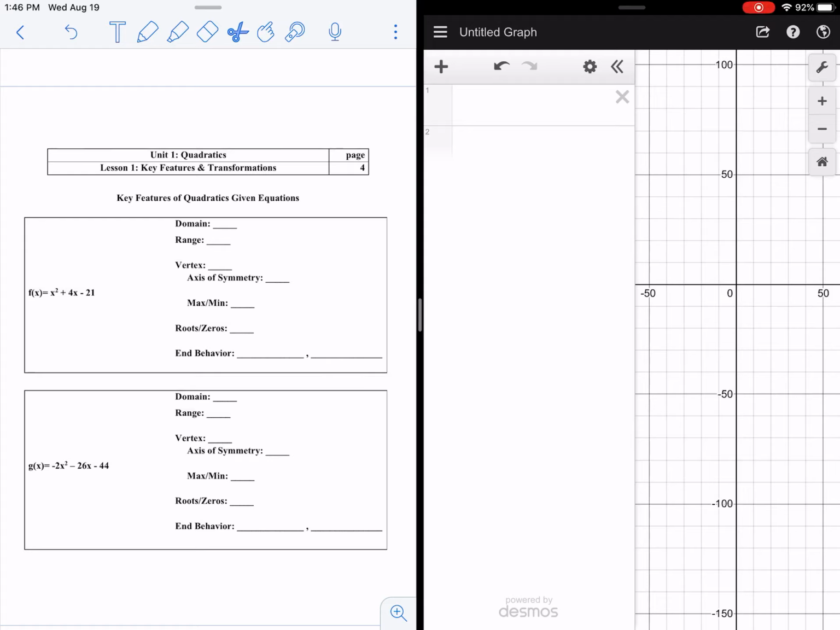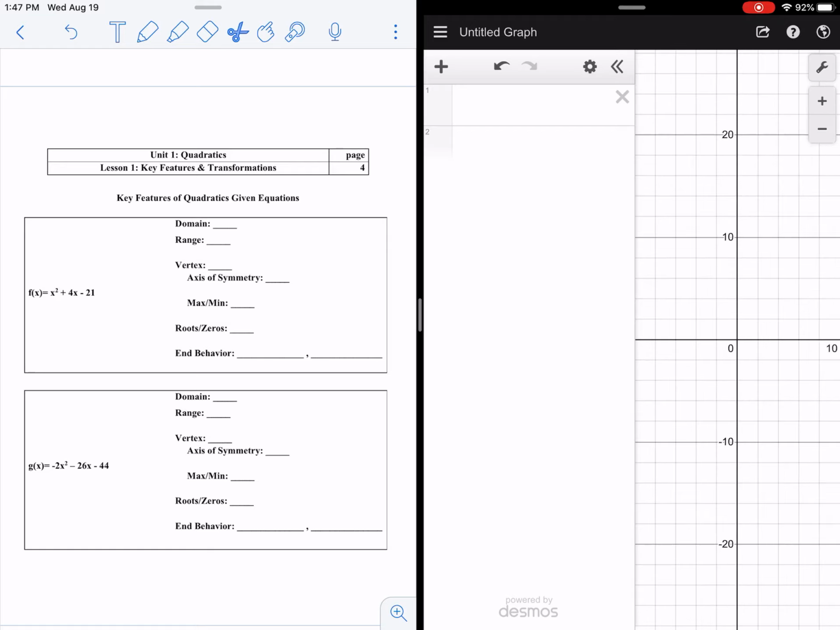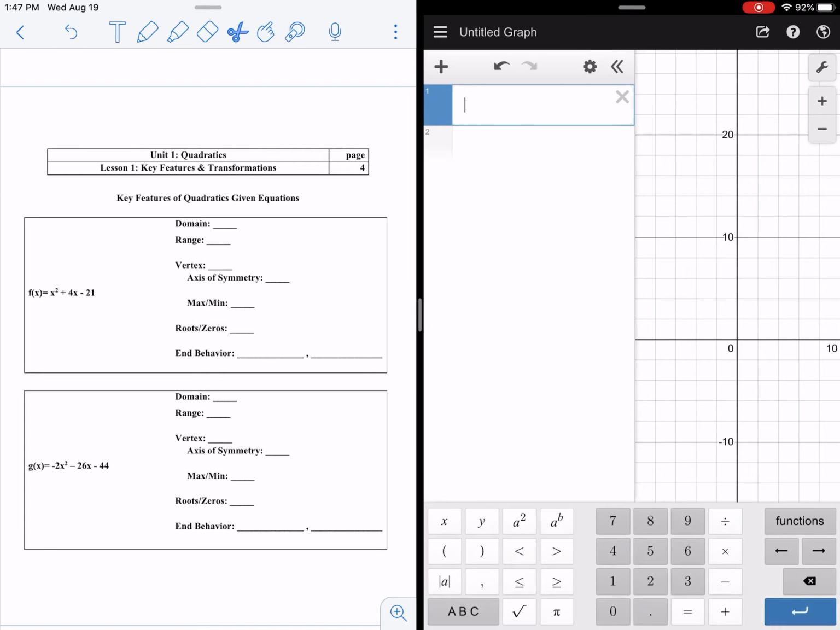In today's video, we're going to cover the different key features of quadratics. This time, we're going to be given an equation versus a graph. Now, graphs, in my opinion, are the absolute easiest way to find all of the key features. So luckily, you can simply change an equation to a graph just by using a graphing calculator or Desmos.